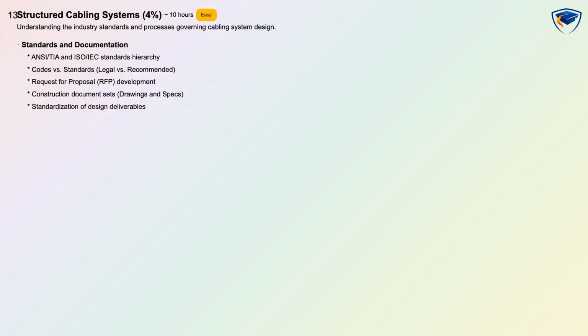Structured cabling systems is 4%, easy difficulty, and about 10 hours of study. You will understand industry standards and the processes that govern cabling design, including ANSI-TIA and ISO-IEC hierarchies and the difference between codes and standards. The syllabus includes RFP development, construction document sets, and standardization of design deliverables. Learning these topics prepares you to create compliant drawings and specifications.